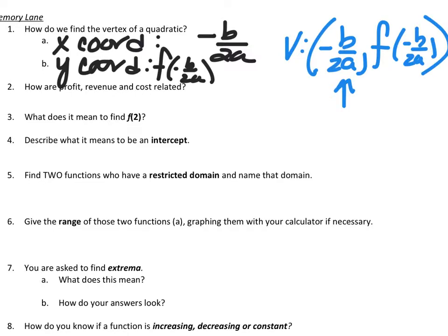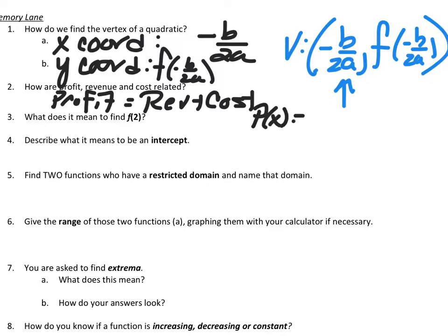Now, how are profit, revenue, and cost related? If you just think in general for life, profit equals revenue minus cost. We can write that in function notation, and in function notation that's written as p of x equals r of x minus c of x. And then you're given some bit of information and you have to go and put the other pieces in there. It's not plus, it's minus, sorry. Revenue minus cost.